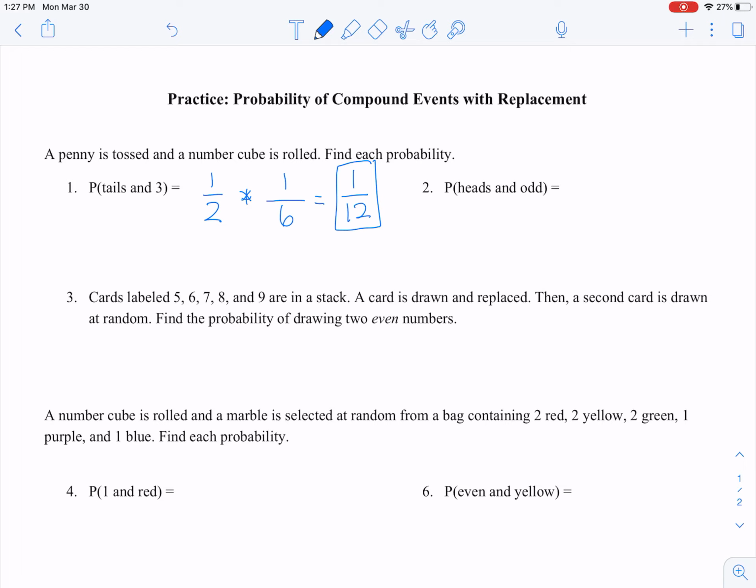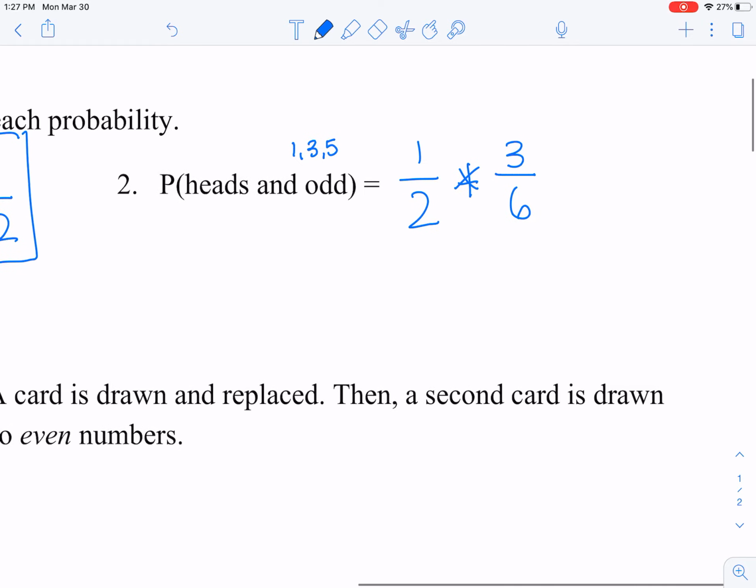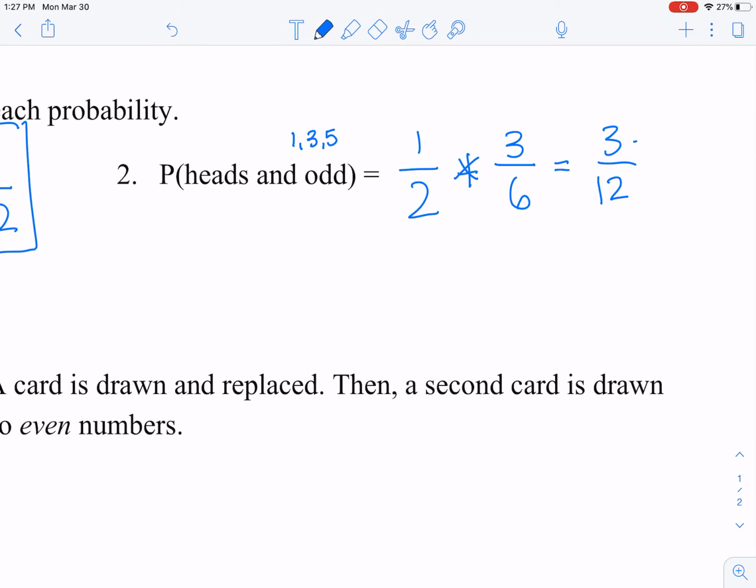Number 2, probability of getting heads, so 1 out of 2, times getting an odd number. Remember that an odd number would be 1, 3, and 5 on a dice. So those are 3 different numbers out of the 6 total numbers on the dice. If we just multiply those two numbers together, it'll be 3/12, sorry. And we know that this is going to be reducible because 3 can go into 12. So if we divide both numbers by 3, that would give you 1/4 as our final answer.